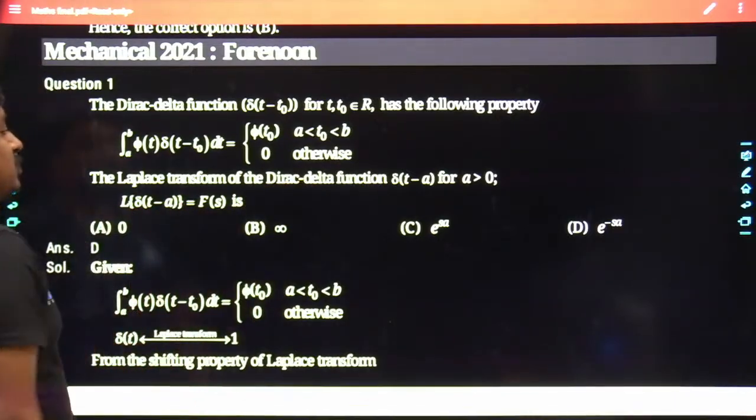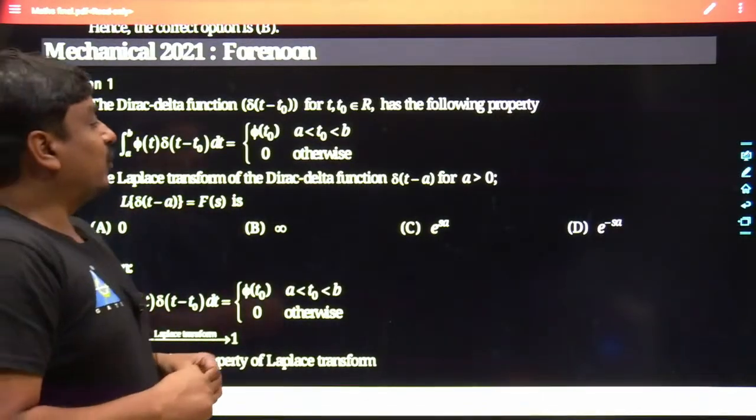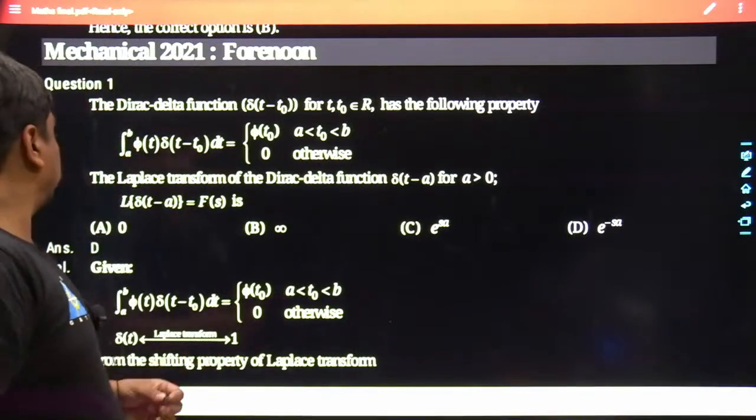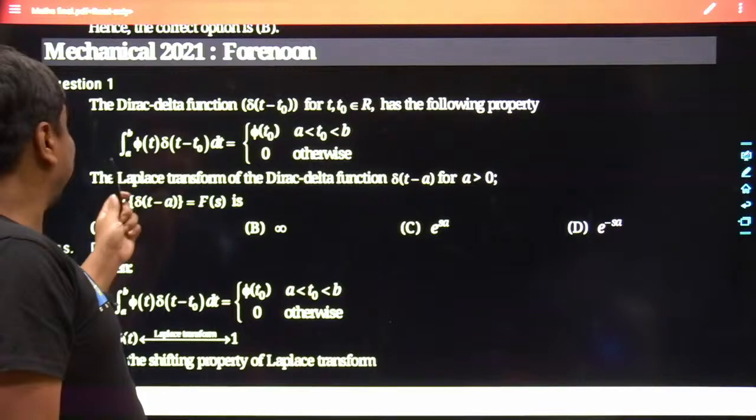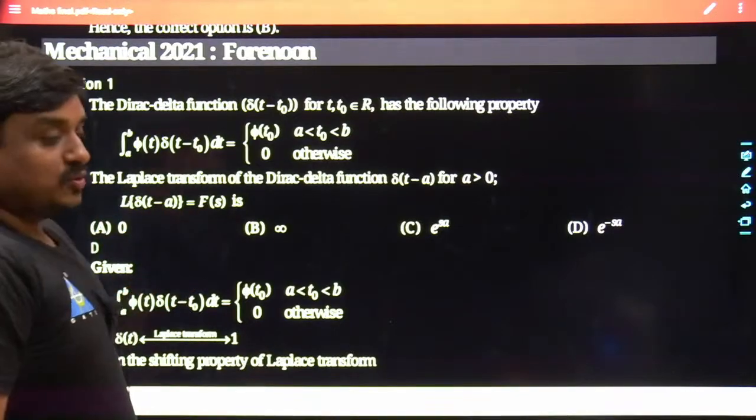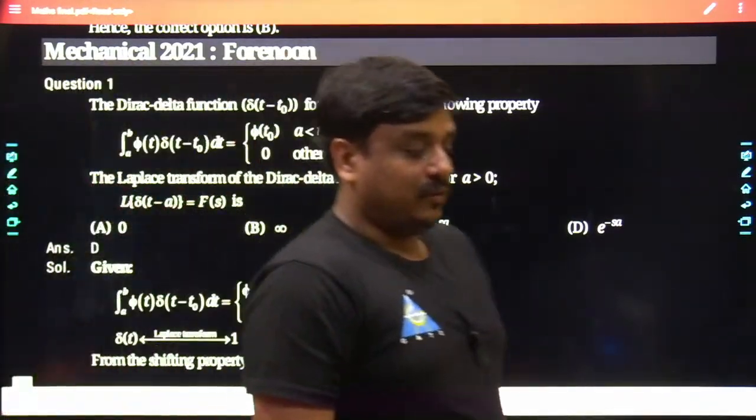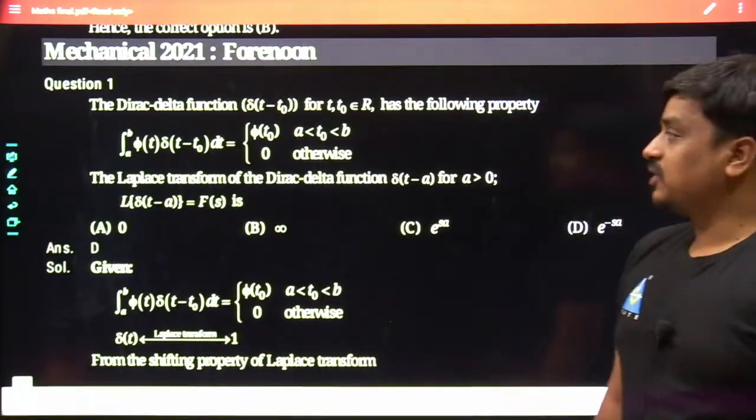The Laplace transformation of the Dirac delta function delta of (t minus a) for a greater than 0 is, we need to get the Laplace transformation of the delta function (t minus a), which is equal to f of s. So tell me what would be the best answer.